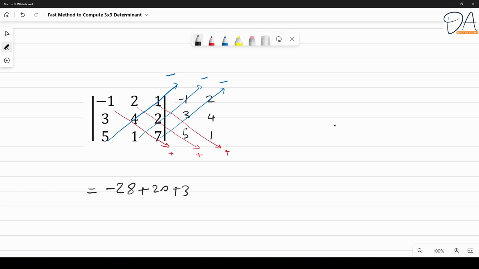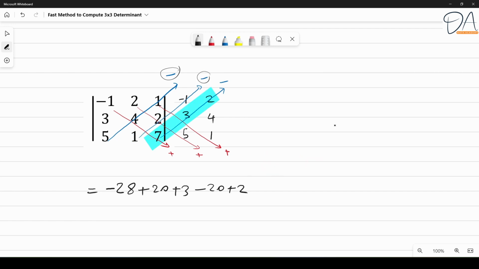Now we move to the negative diagonals. So the first one is 5 times 4 times 1 gives us 20. Now this is the value of the product, but this is a negative diagonal, so we need to add a negative sign. So we get minus 20. The second negative diagonal, 1 times 2 times minus 1 gives us minus 2, but then again we also need to add a minus. So minus with a minus gives you plus, so you get plus 2.